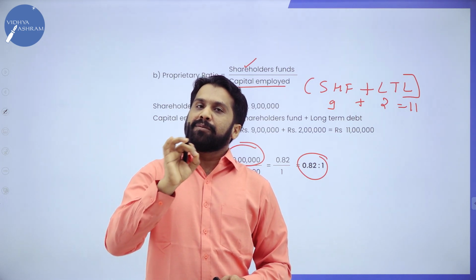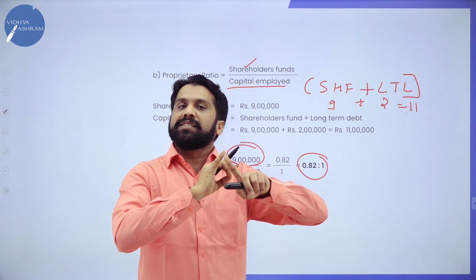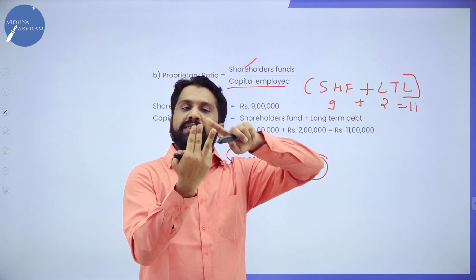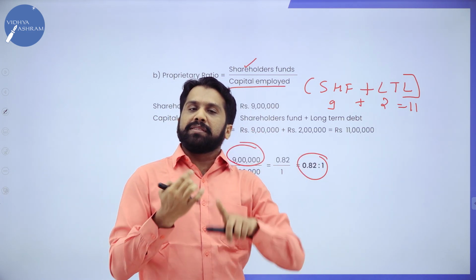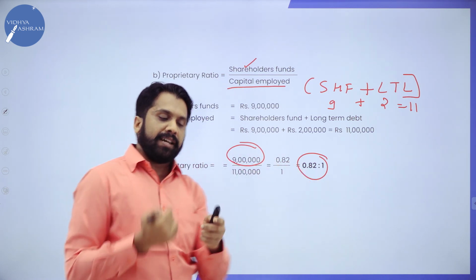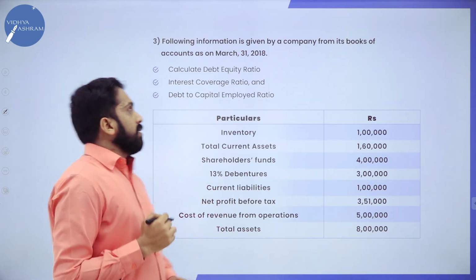Simple 6 marks problem, but you have to remember what is shareholders fund, what is capital employed, and what is long-term loan. Long-term loan means it is always debenture. Shareholders fund means share capital, profit, and reserve. Capital employed means your long-term loan plus shareholders fund. Now, we'll go for the next problem.